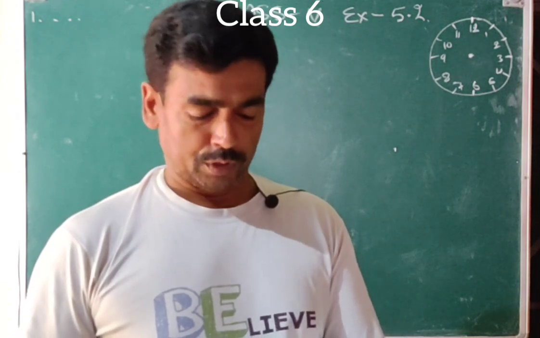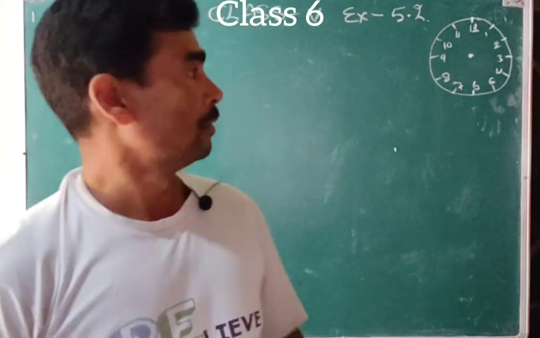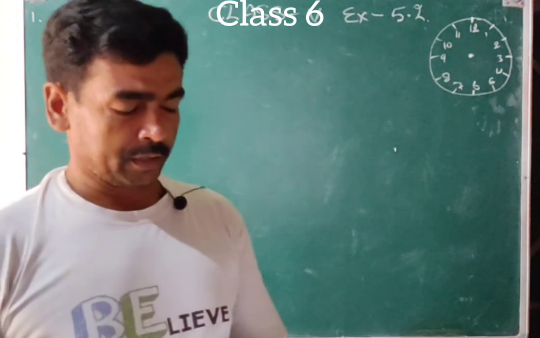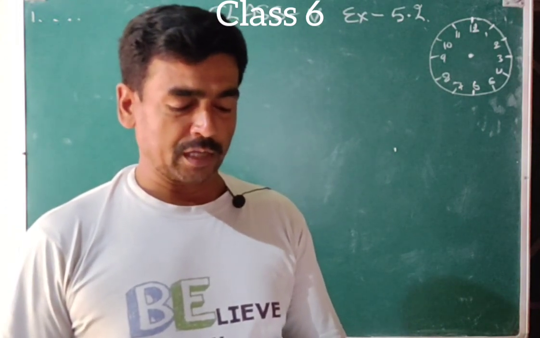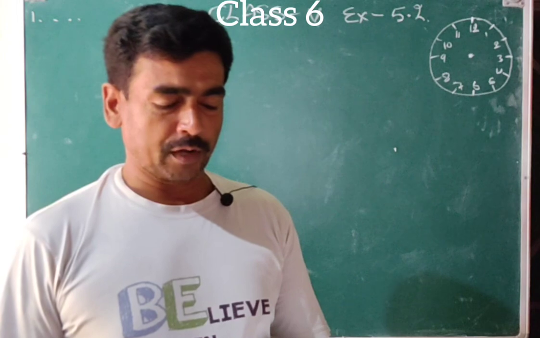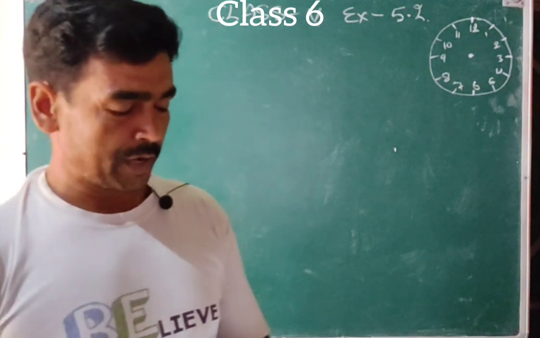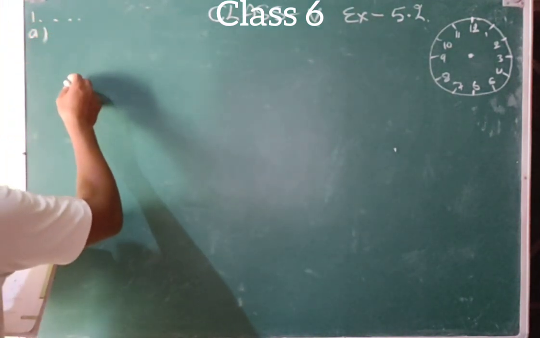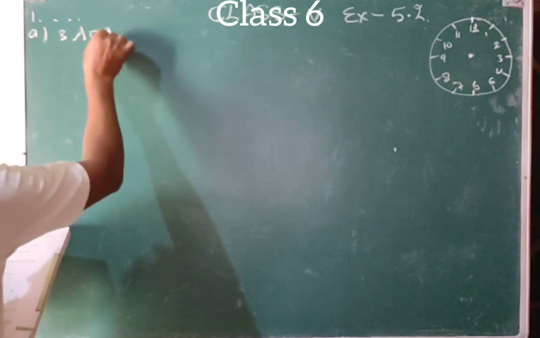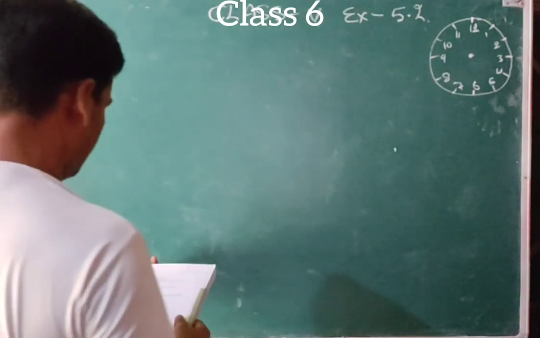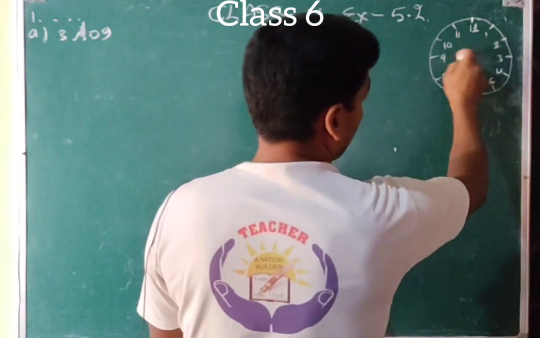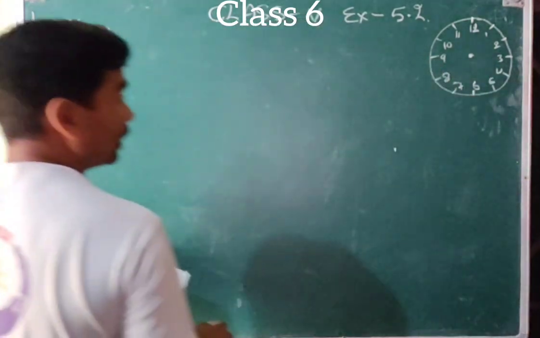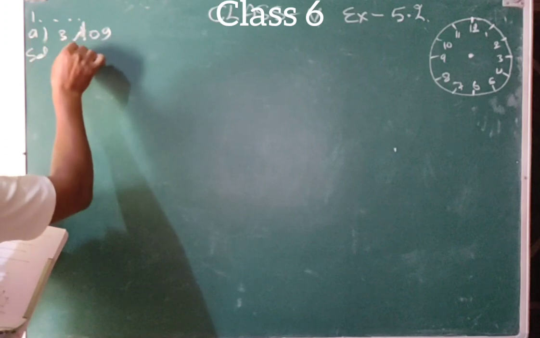Exercise 5.2. This whole exercise depends on the clock. Everybody has seen a clock. The first question: what fraction of the clockwise revolution does the hour hand of a clock turn through when it goes from? A part, 3 to 9. That means half of the clock the hand moves, so the solution will be 1 upon 2.